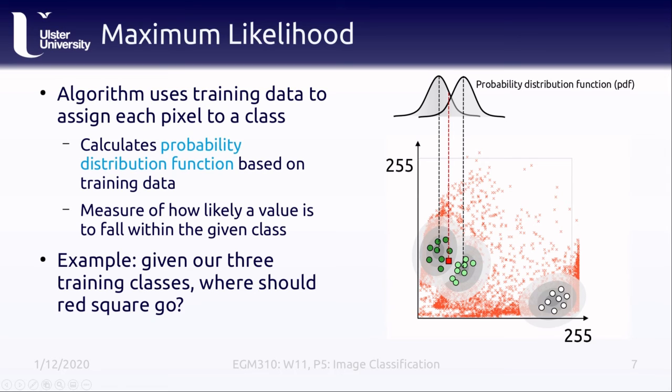But it's pretty close. This might be an example where we need either more training data to calculate better probability distributions for our training samples, or it might be better to employ a fuzzy classification scheme here.